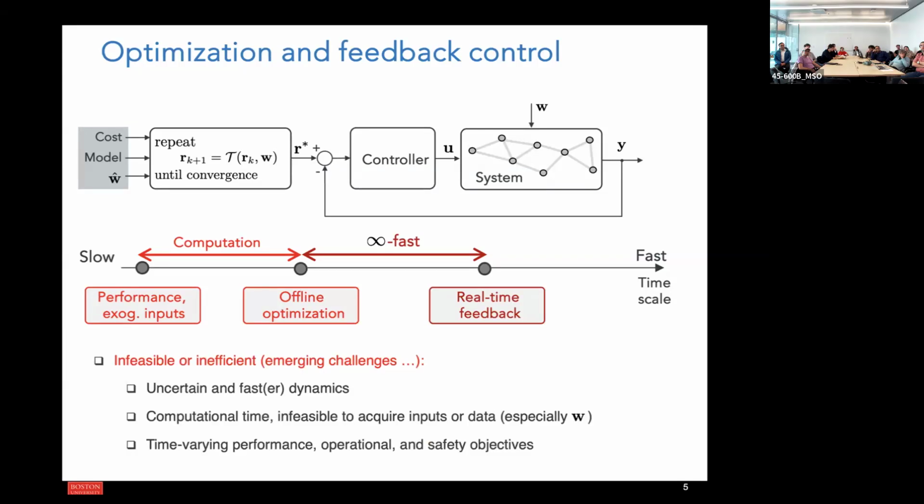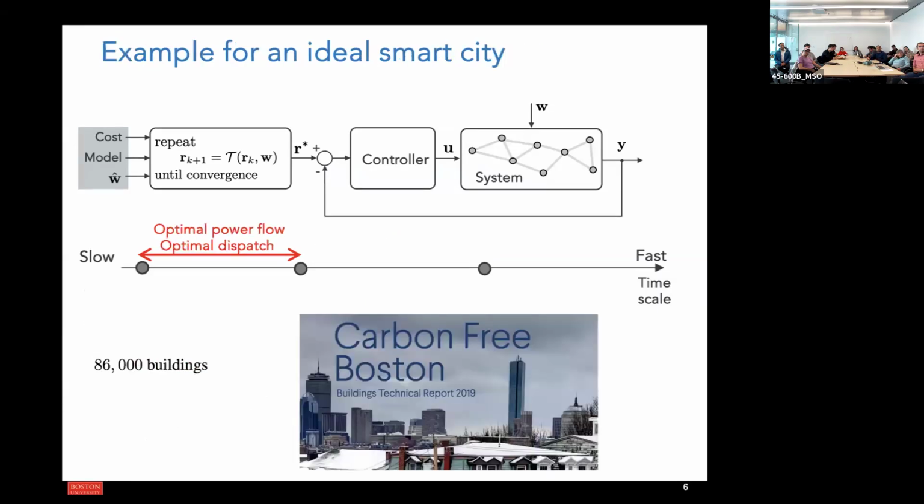Now, this architecture is becoming impractical or even infeasible in emerging modern infrastructure, in particular power systems. Why? Because I may have uncertain and faster dynamics, so I need faster adaptation. The computational time may not be consistent with timescales of current system operation. And we may have time-varying performance, and this time here will be key in today's presentation, as well as operational safety objectives.